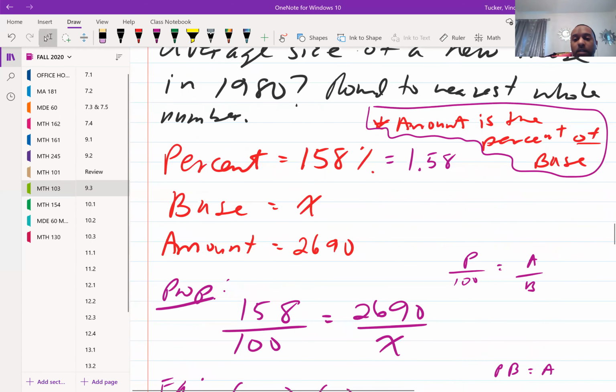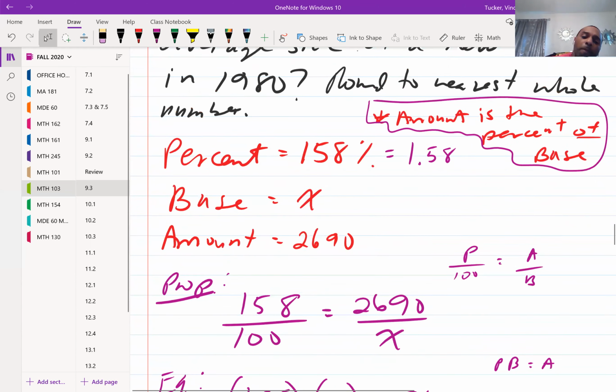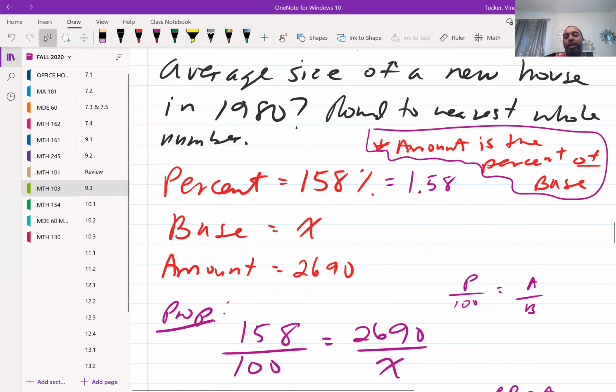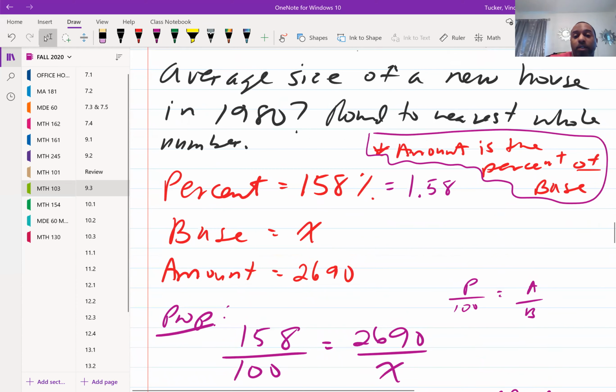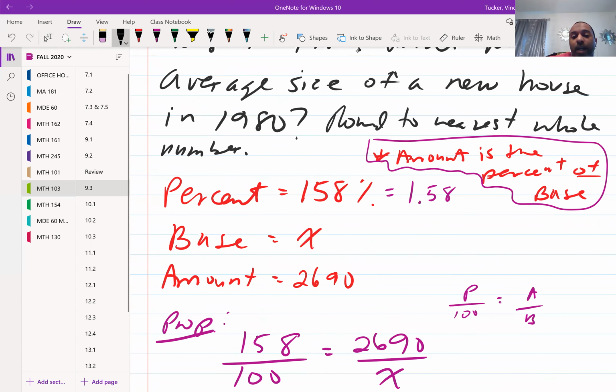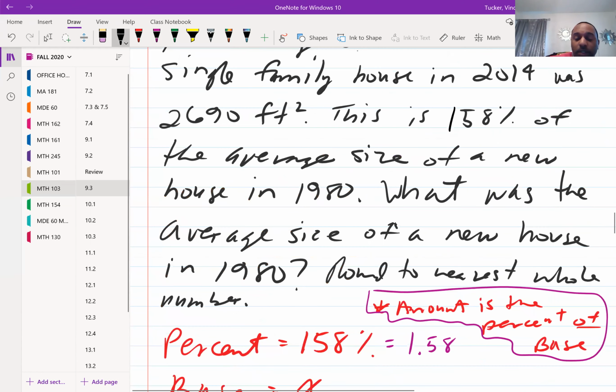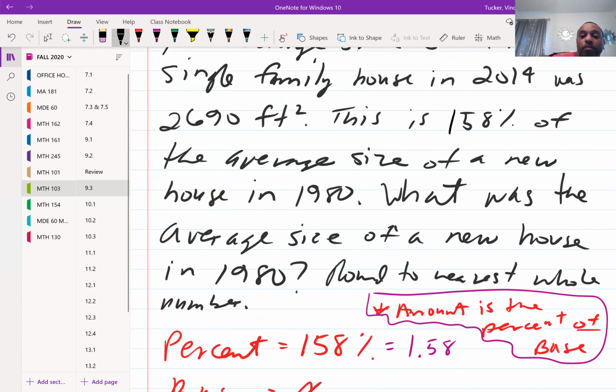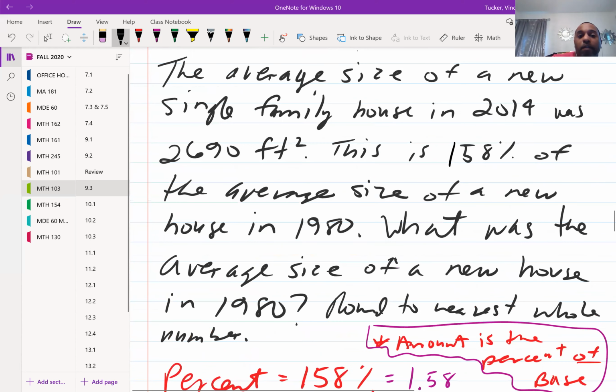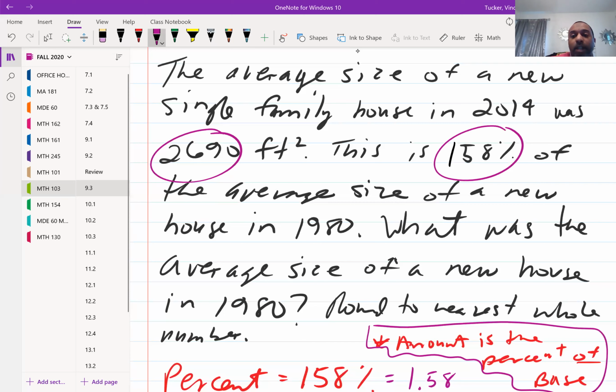So let me see, I set it up both ways. My base, the amount that I'm trying to figure out, is my X in this case, and the amount that I have that's associated with the percent is the 2690. In other words, your percent is supposed to represent the amount. So if I have 2690 and it says this is 158% of the average size, then 2690 is 158% of our base.